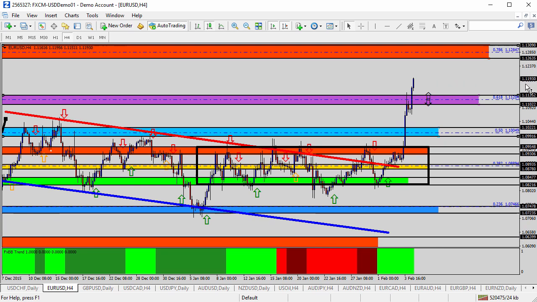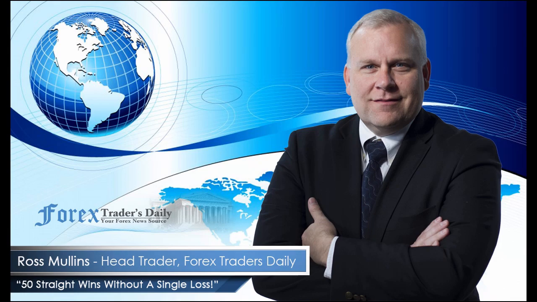The only other opportunity that I would be looking for here for the day today on the euro dollar would be finally finding resistance, which would likely be all the way back up here towards the upper 1200s for the euro dollar today. From Forex Traders Daily, this has been your daily analysis with Ross Mullins.